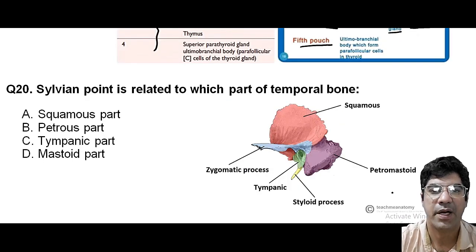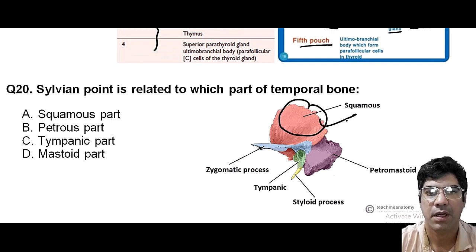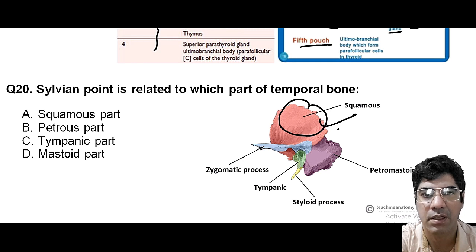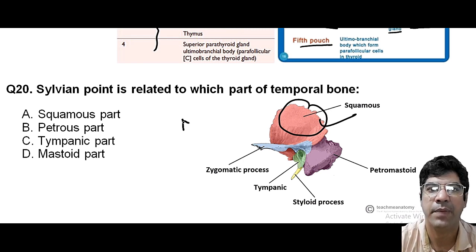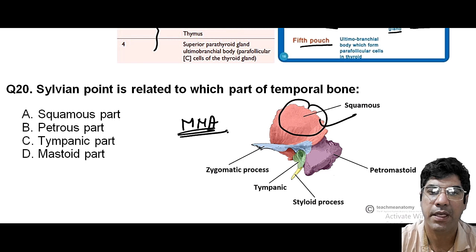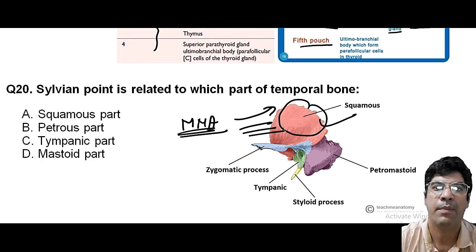Sylvian point is related to which part of the temporal bone? It is related to the squamous part of the temporal bone. So the point corresponds to the pterion, that is a point on the lateral aspect of the skull where the four bones meet. So this Sylvian point is important because it is located over the underlying middle meningeal artery, and fracture in this area can lead to epidural hematomas.